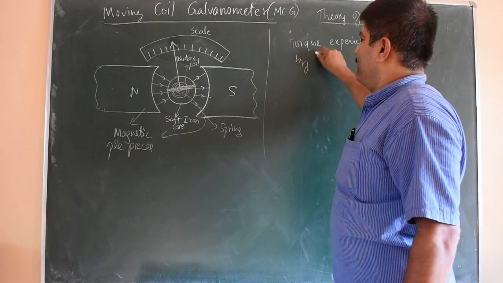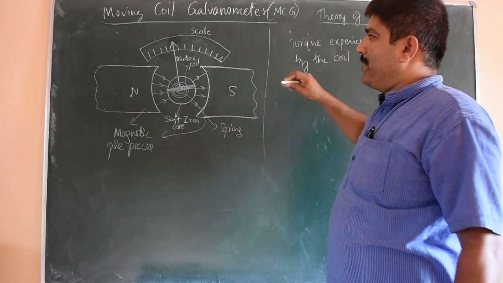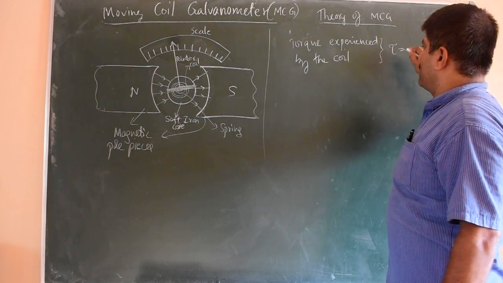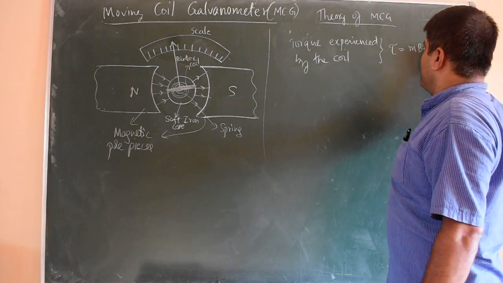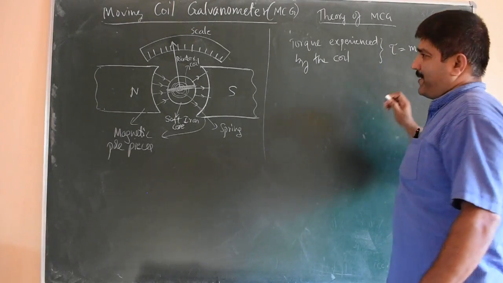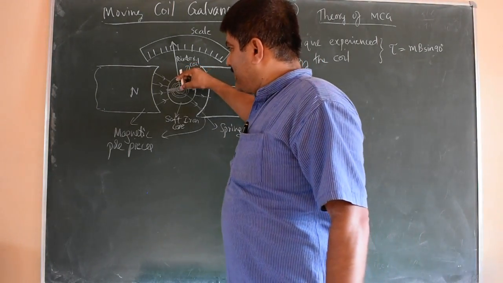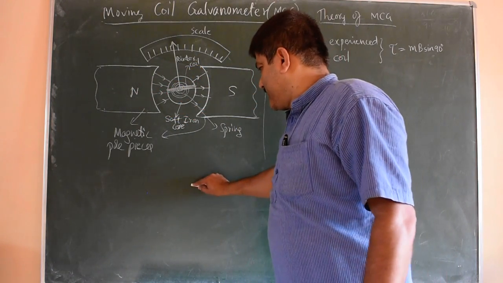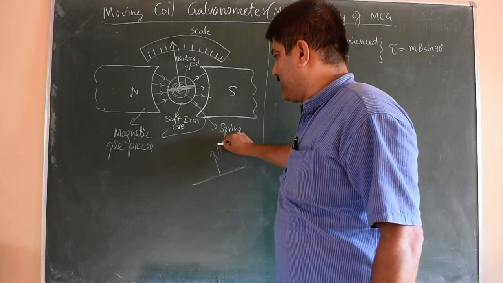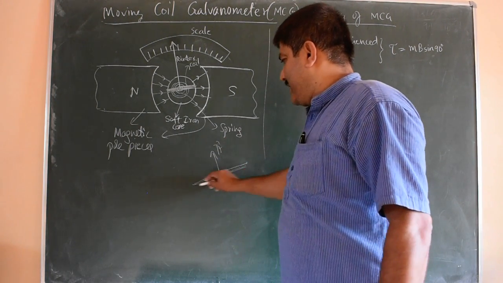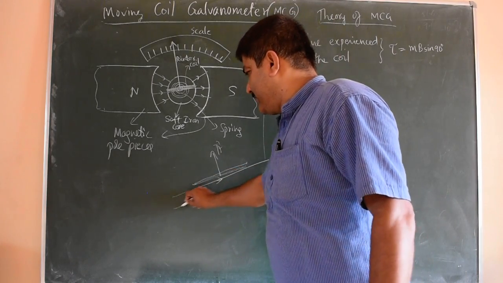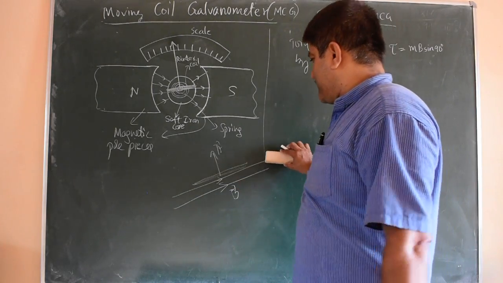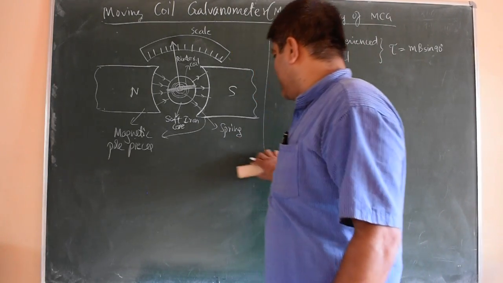Firstly, the magnitude of torque experienced by the coil due to the magnetic field present, a uniform magnetic field I will take. So torque equals MB sin theta, but here theta is 90 degrees, because, see, the direction of the area vector is like this, the field is this way. Whenever the coil is like this, the area vector and the field are always perpendicular. So that means angle theta is 90 degrees.